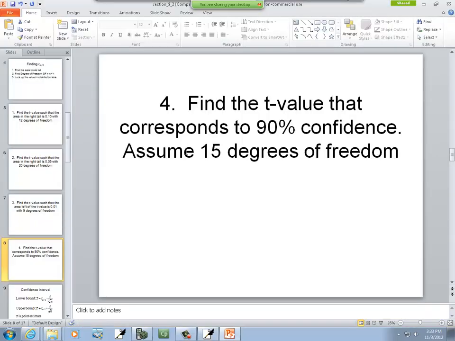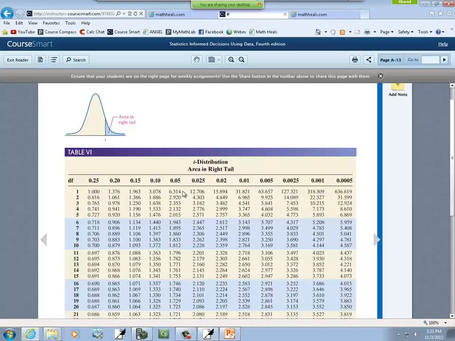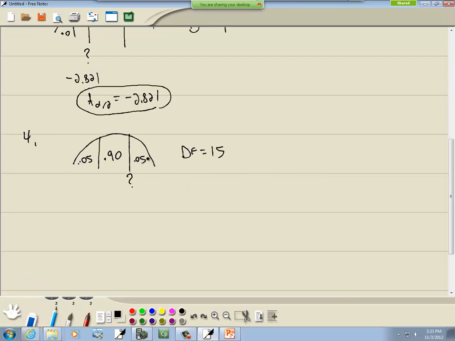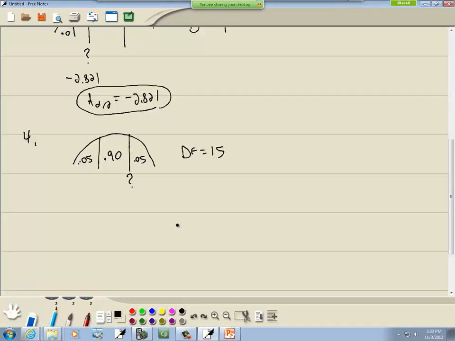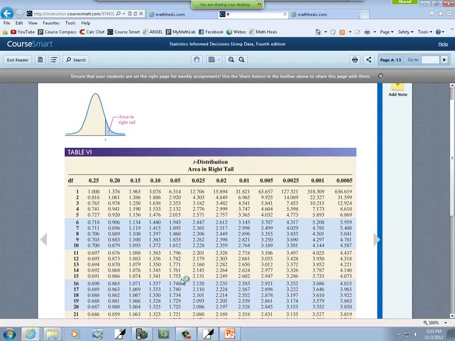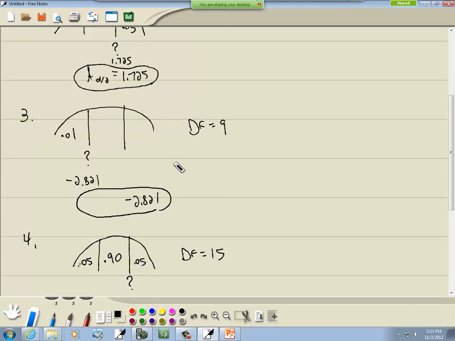So we're going to look up, what was our degree of freedom? 15. And area in one tail, doesn't matter which one you pick, but the area in one tail is 0.05. So I'm looking in the 0.05 column, and I'm looking for degree of freedom 15, which I come down here to 0.05 and 15, we get 1.753. Now since it's on the right side, then it'll be positive. And actually, this notation there is not what we're looking for, but again, we get more into that later on.